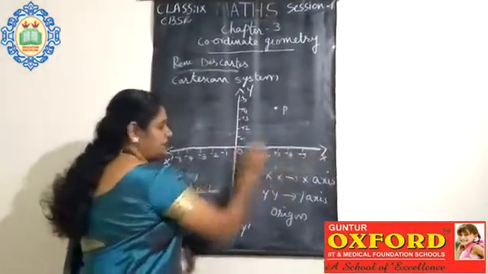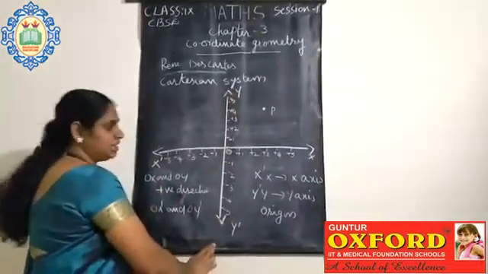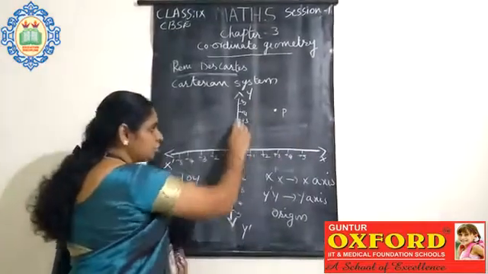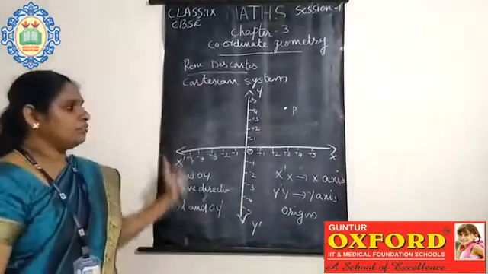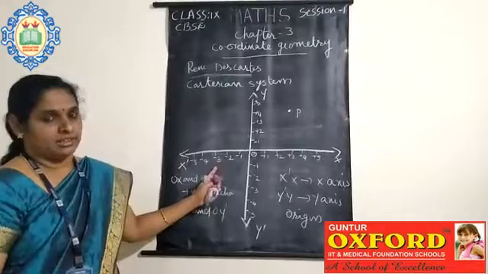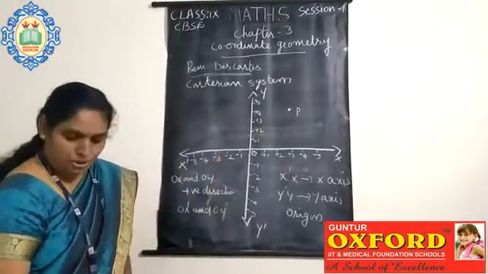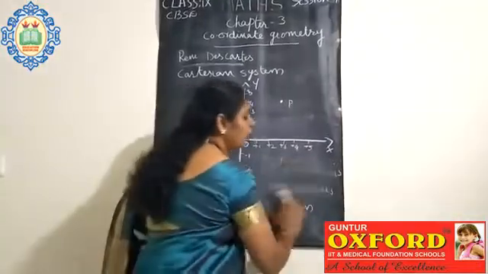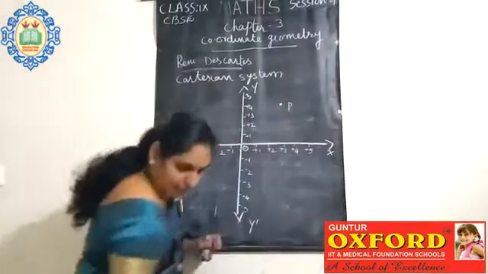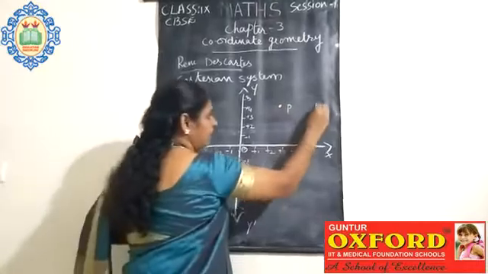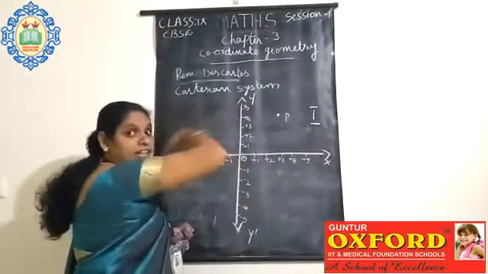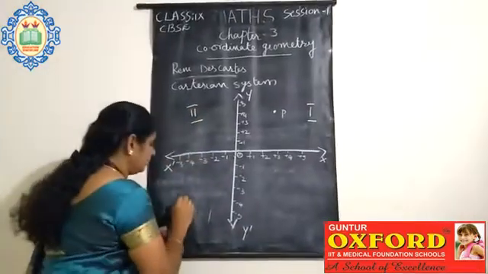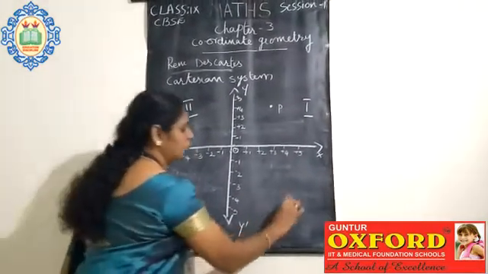These two lines are intersecting each other. The point is known as the origin. Now, these two lines intersecting, this plane is divided into how many parts here? Divided into 4 parts. Okay children, this is one part. We are taking anti-clockwise. This is the second part, third part, fourth part.